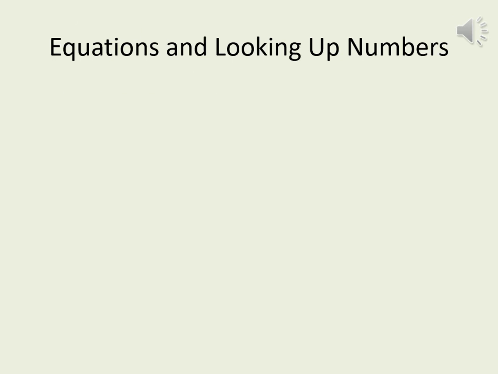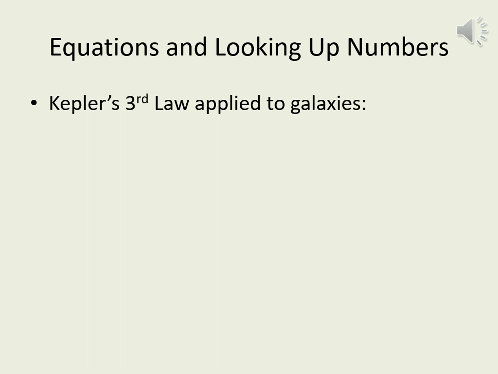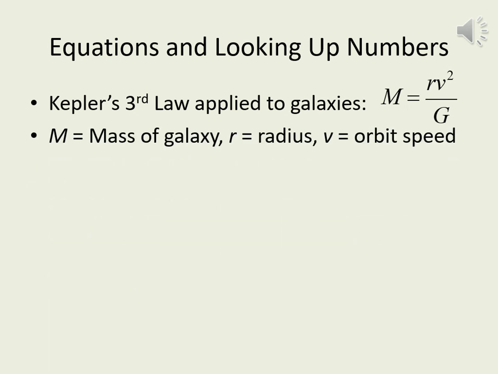The equation we need to use here is Newton's version of Kepler's third law of motion. This is the same calculation astronomers use to find the masses of planets by looking at the orbits of their moons and the masses of stars that orbit each other. When we're solving this for galaxies, the equation looks like this. In this form, we see that m is the mass of the galaxy, while r is its radius and v is the orbit velocity of stars within the galaxy. G is the gravitational constant.